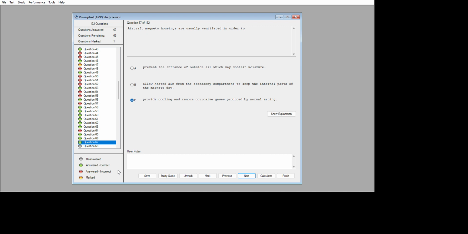When the ignition switch on a single engine aircraft is turned to the off position, the primary circuit of both magnetos is grounded.